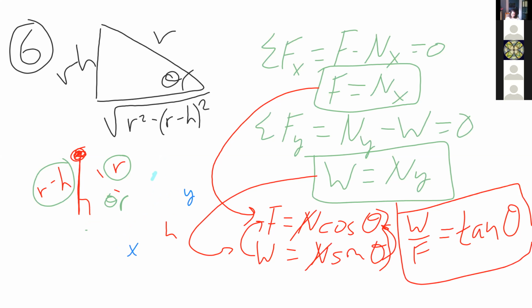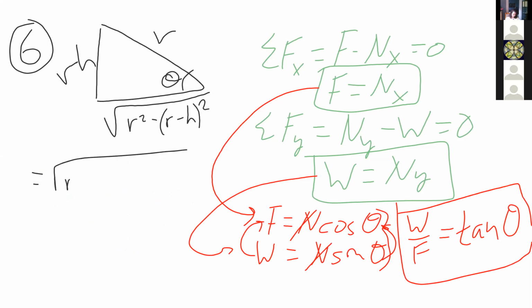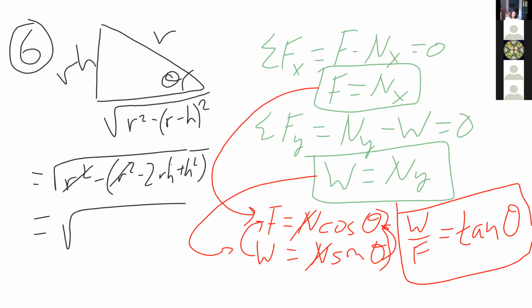And I can simplify that a little bit. Squaring the binomial there will give me r squared minus 2rh plus h squared. So I have that this is the square root of r squared minus (r squared minus 2rh plus h squared). R squared minus an r squared, those will cancel and we'll have 2rh minus h squared.